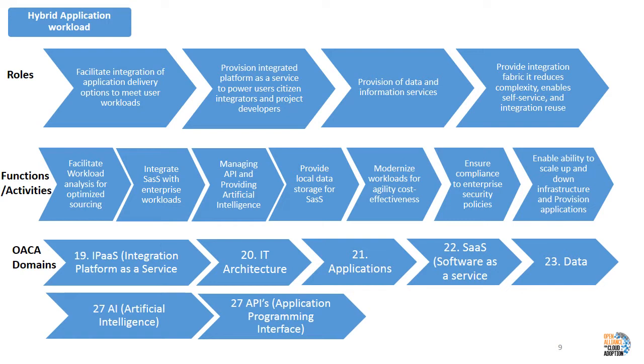The functions delivered by hybrid application workload include 1. Facilitating workload analysis. 2. Integrating software as a service with enterprise workloads. 3. Managing APIs. 4. Delivering artificial intelligence services. 5. Providing local data storage for software as a service. 6. Ensuring compliance of applications to enterprise security policies. And 7. Enabling the ability for applications.